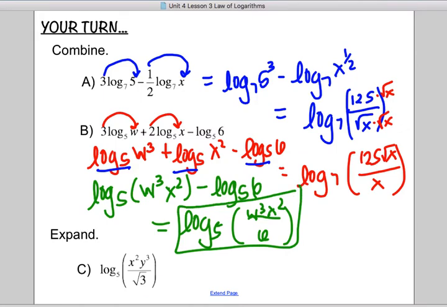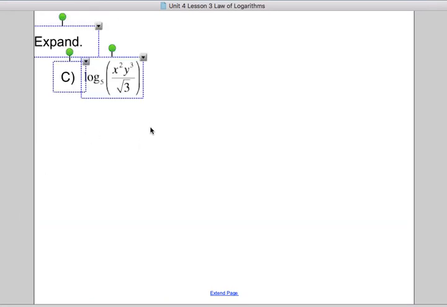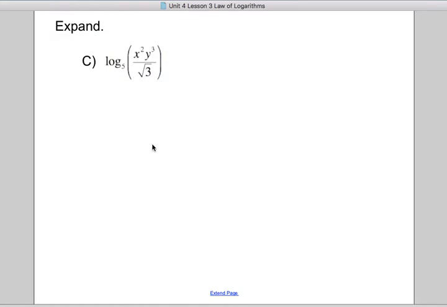Okay. The last one on here is that we need to expand. Okay, so what I would see is that we have x squared times y to the third. Then we have division. So this is going to be broken apart by addition. This is going to be broken apart with subtraction. Okay, so we will have log base 5 of x squared plus log base 5 of y cubed.